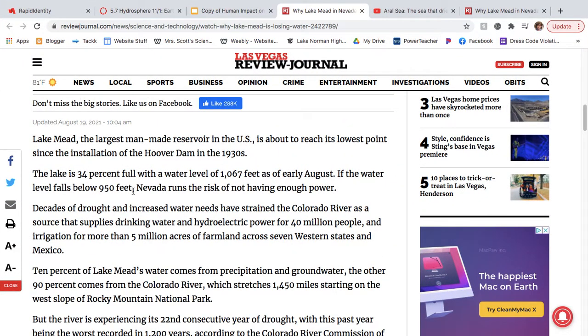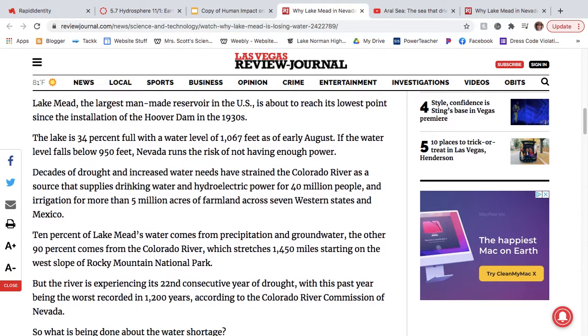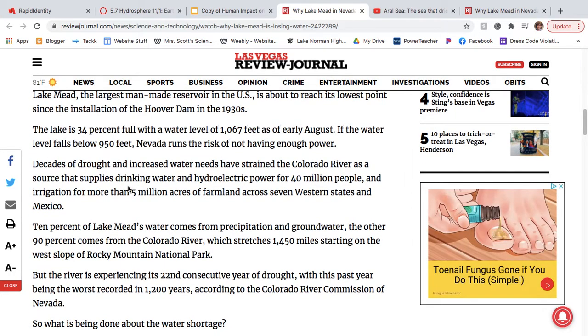So Lake Mead is the largest man-made reservoir in the U.S. It's reached its lowest point in its entire history. It is only 34% full. So the question is, why is it only 34% full?